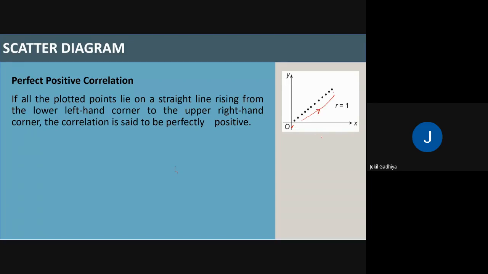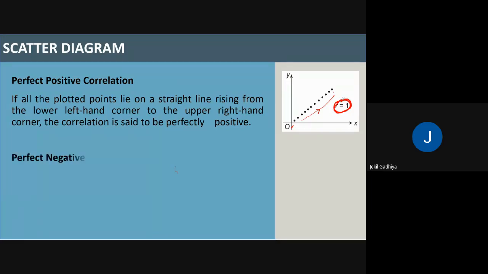And here I denote r is equal to 1. Now, what is r and why is it 1? That we will discuss later. Right now, just keep it in your mind that for perfect positive correlation, the value of r is equal to 1.